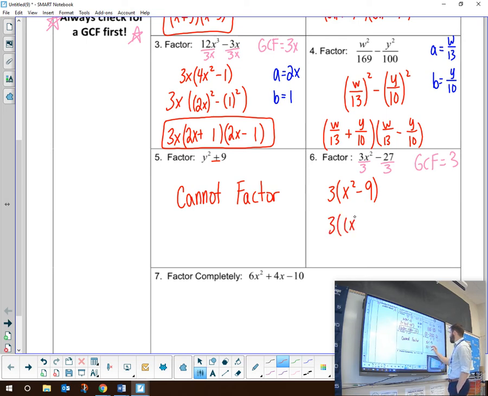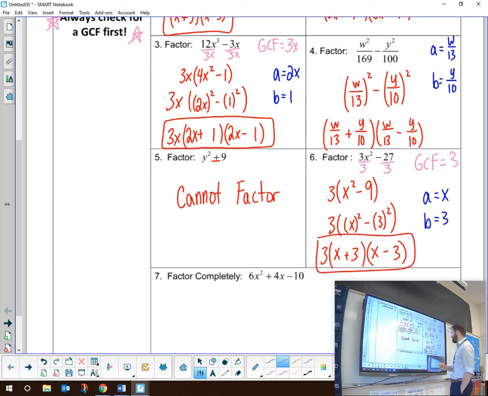So my A is going to be x squared minus 3 squared, right? 3 times 3 is 9. So my A is going to be x, and my B is going to be 3. So it's going to be 3 times, and we'll build my parentheses, put a plus, put a minus, x plus 3, x minus 3. Okay? And there you go. There is our factors.